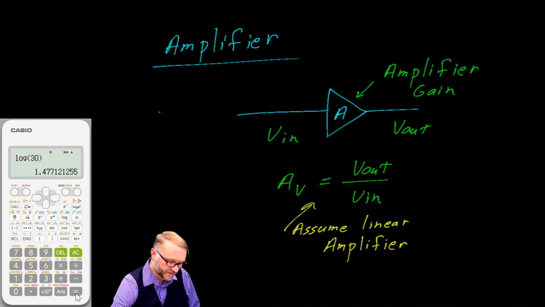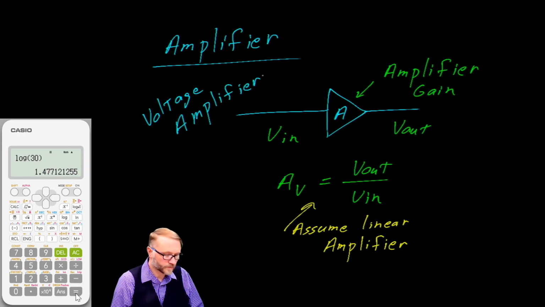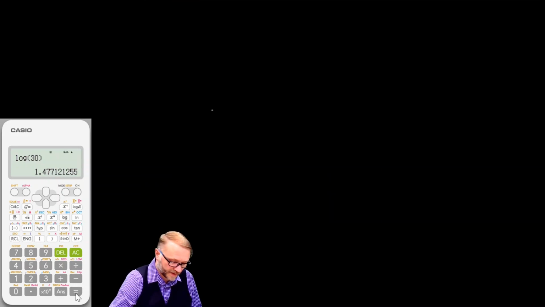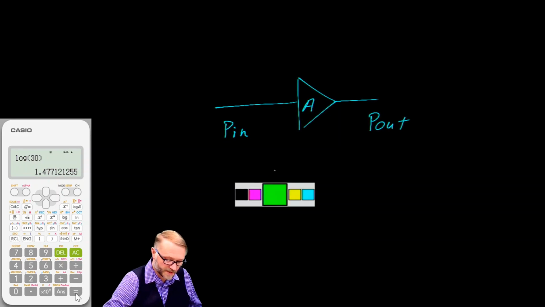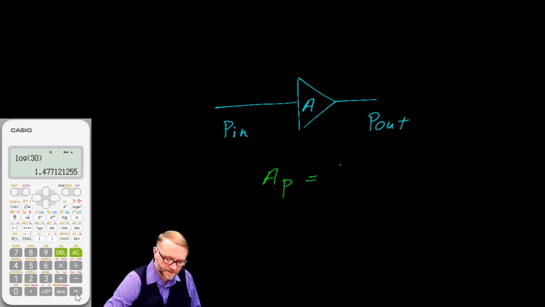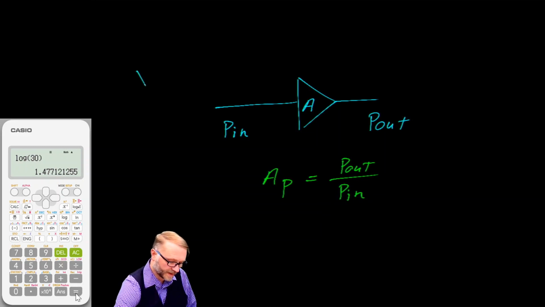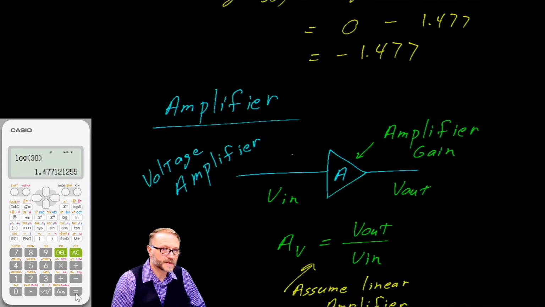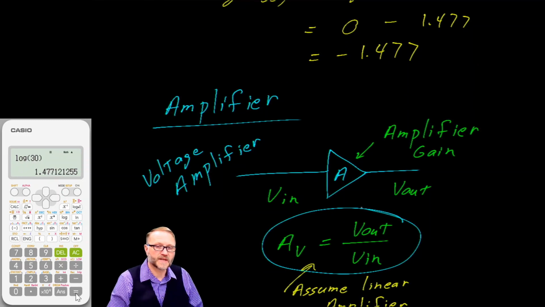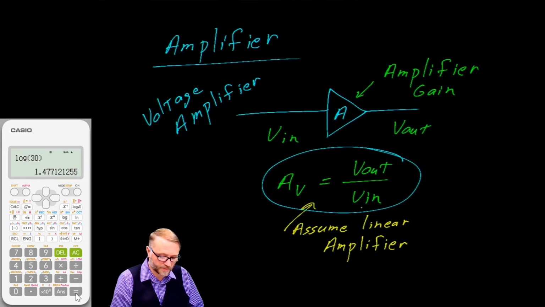What we just described is a voltage amplifier. We can also have a current amplifier. Same triangle, same A for gain, except this time it's power in over power out. The equation is the gain for power is power out over power in. We will call that a power amplifier. Notice that the gain in both cases is a relative number, describing the difference between the output power and the input power.